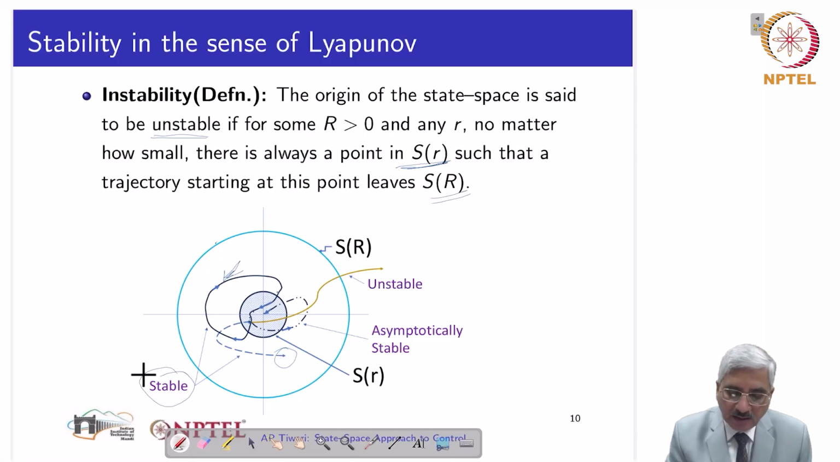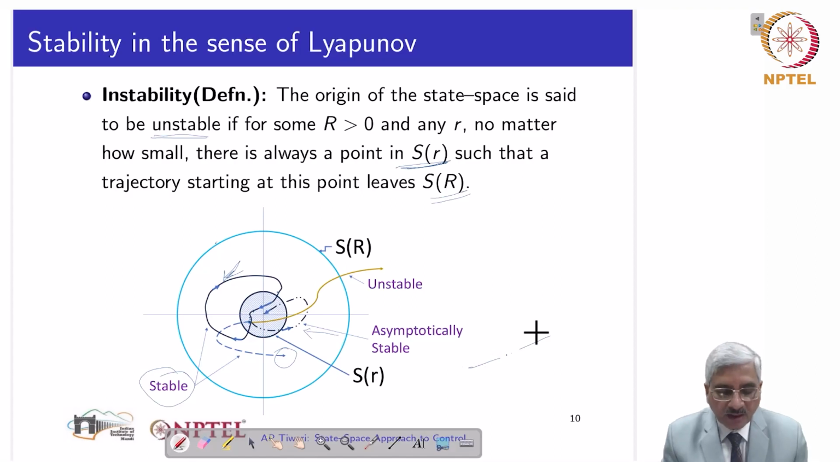This third trajectory, shown by this arrow, this type of line, starts away from the origin. However, as time progresses, at t tending to infinity, it comes to the origin of the state space, and so this is asymptotically stable. So it was the point that started in S(r), and with time increasing, it went out of S(r).